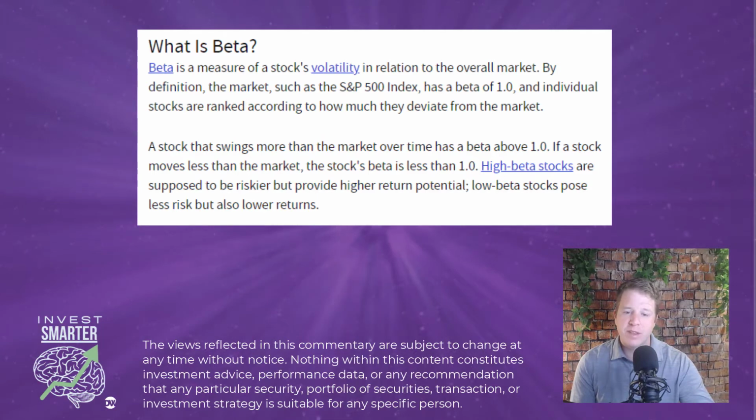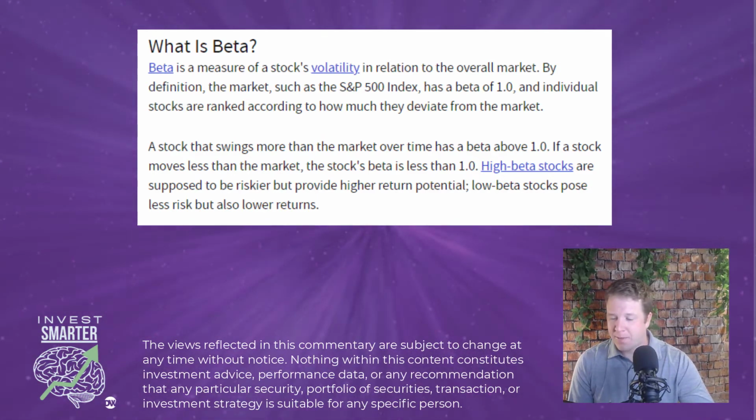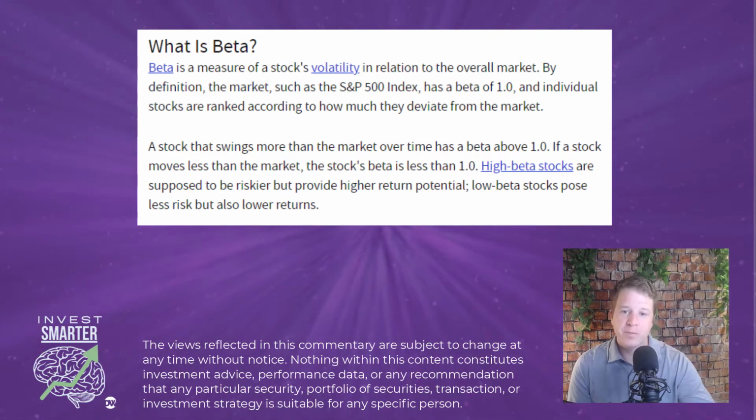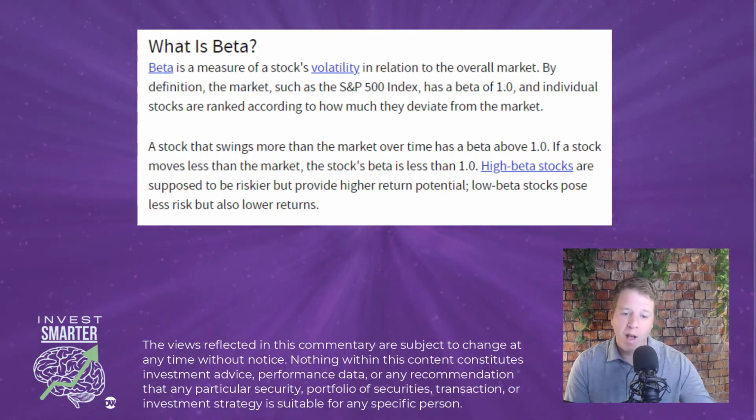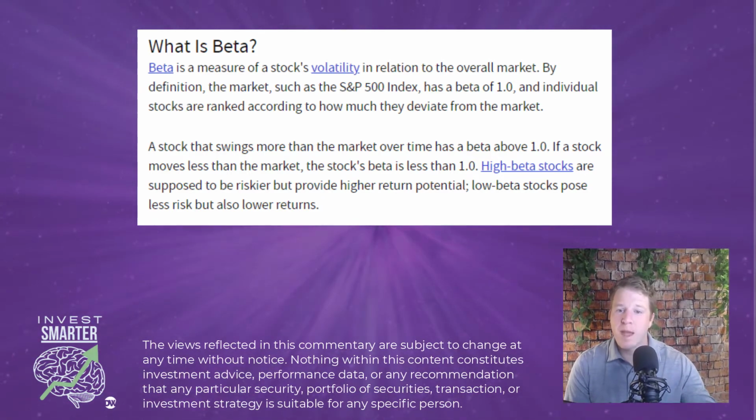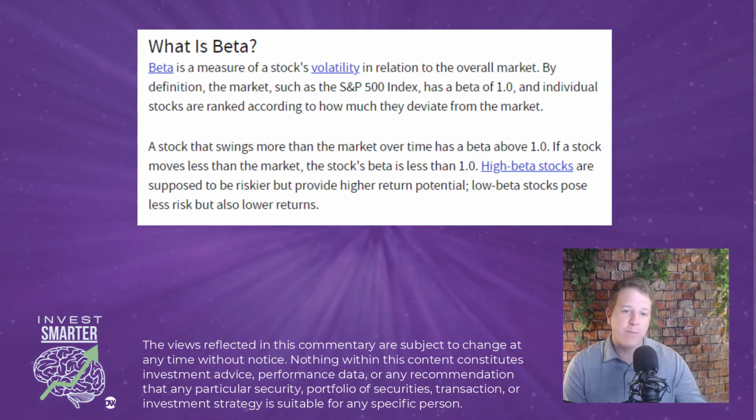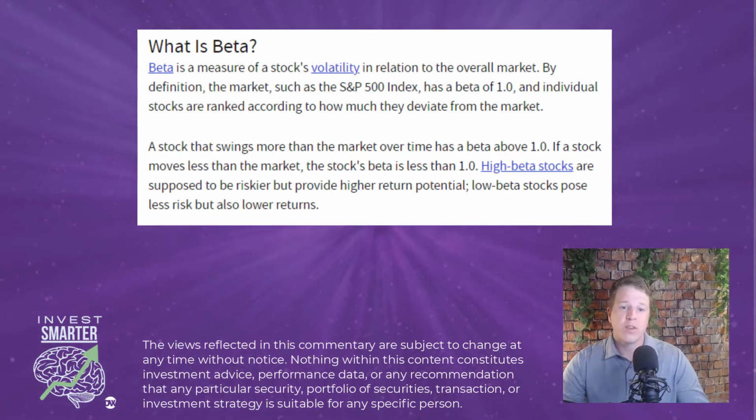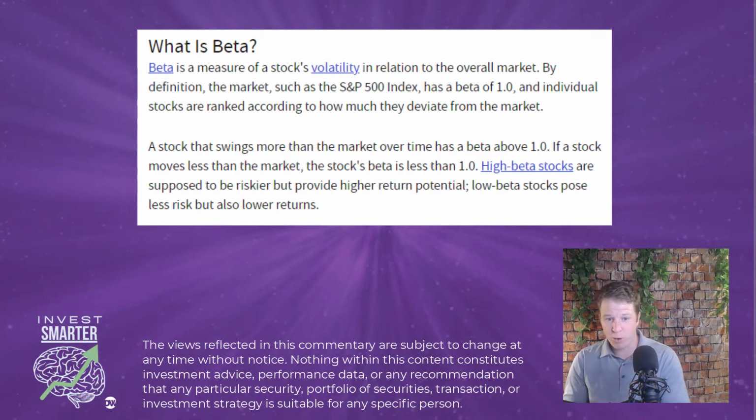So for instance, let's say Apple had a beta of 1, that means that on a day that the stock market went up 2%, you would expect Apple to have gone up 2%. A stock with a beta of 1.1 will be 10% more volatile than the market, or go up 10% more than the market over the given time span. And a beta of 0.9, for instance, will be 10% less volatile than the market. So basically, theoretically, the more beta, the more expected return.